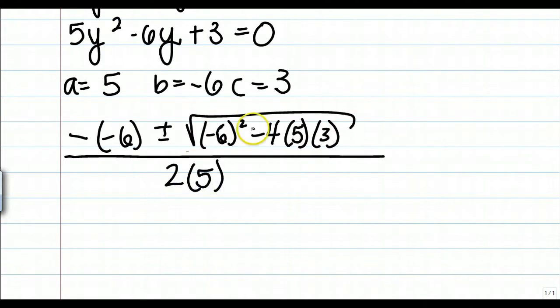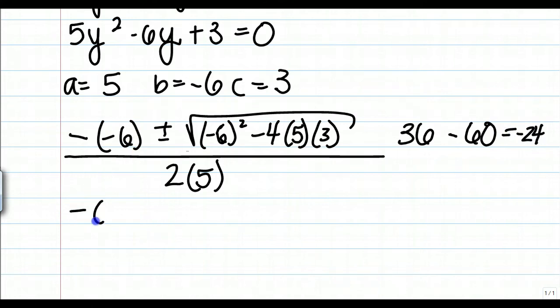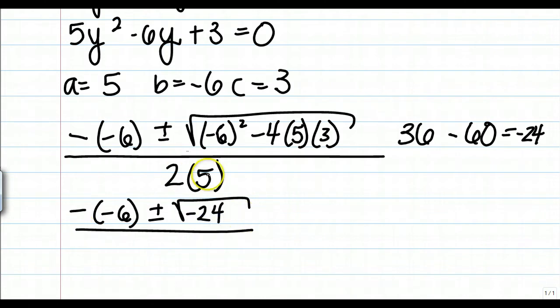We're going to look at this first. So I'm going to have negative 6 times negative 6 is 36. Negative 4 times 5 is negative 20. Negative 20 times 3 is negative 60. 36 minus 60 is negative 24. So I'm going to have the opposite of negative 6 plus or minus the square root of negative 24 over 2 times 5. I'm just going to make 10.